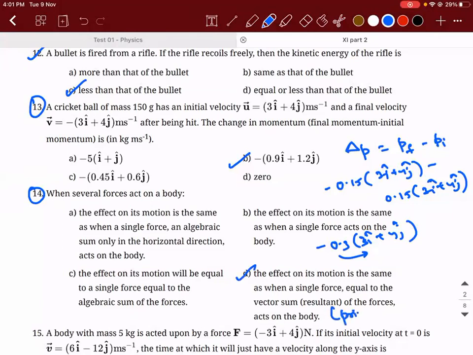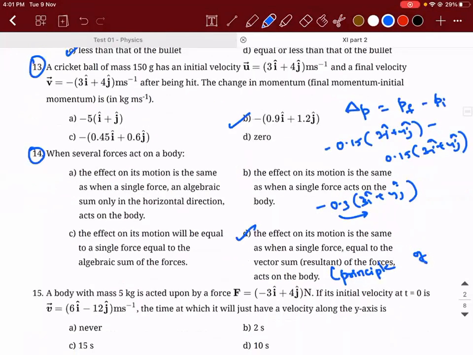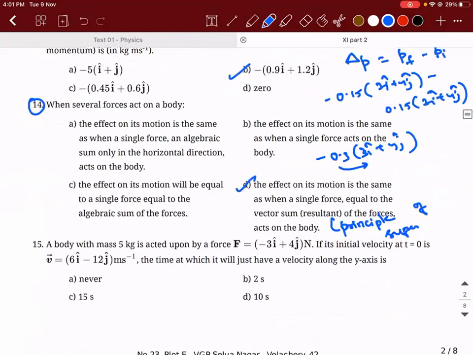This is called the principle of superposition. Okay. If you don't know this word, please make a note.